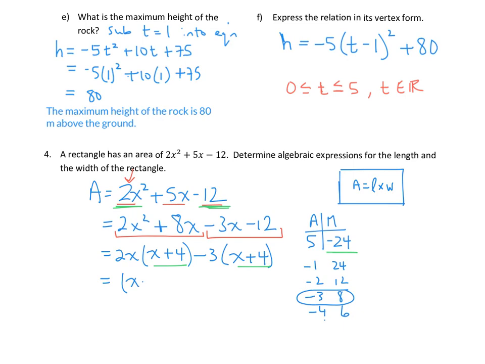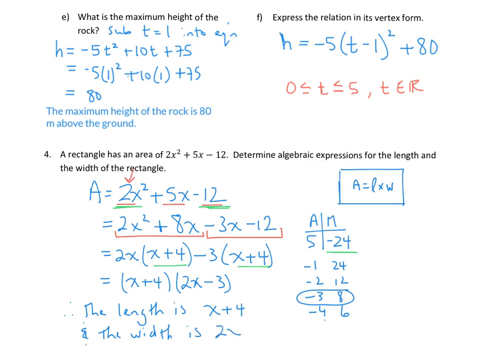X plus 4 is now our common factor for that, and 2x minus 3 is what you have left after you divide both those terms by x plus 4. So we could say the length, and it doesn't matter which one's which, the length is x plus 4, and the width could be the other one, 2x minus 3. And there we have it, expressions for the length and the width.